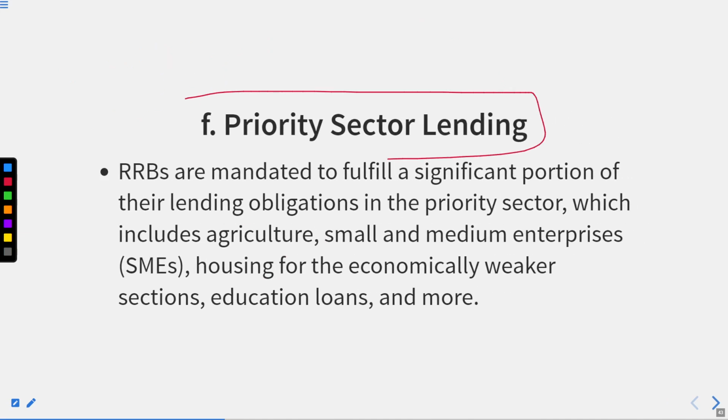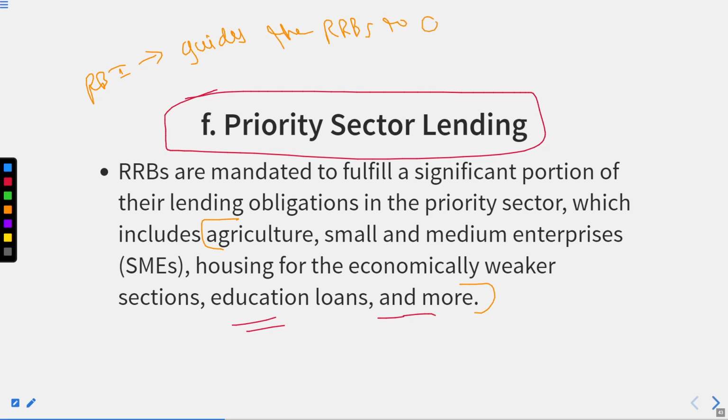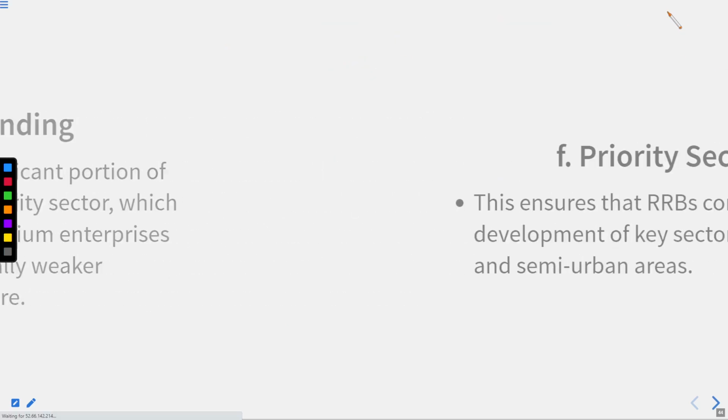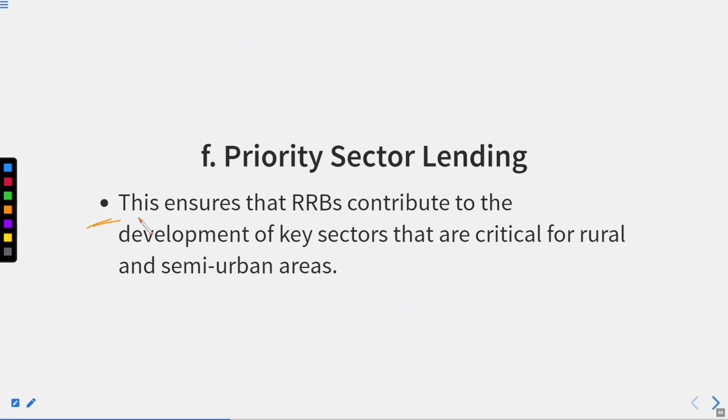Okay. Thereafter, if we talk about priority sector lending, then RRBs are mandated to fulfill a significant portion of their lending obligations in the priority sector, which includes agriculture, small and medium enterprises, housing for economically weaker sections, educational loans, and more. Okay, so these are the main priority sector areas where the RBI guides the RRBs to grant loans or credit lines. This ensures that the RRBs contribute to the development of key sectors that are critical for rural and semi-urban areas.